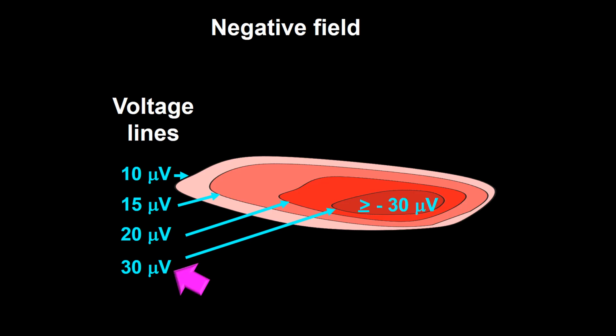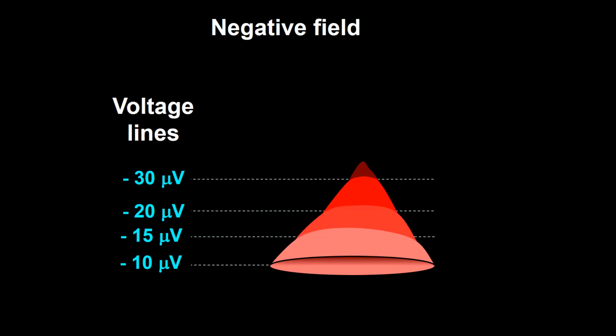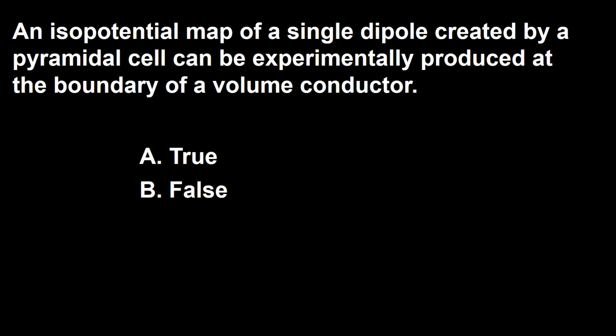For example, the 30 microvolt line indicates that all voltage inside that line is at least 30 microvolts. The 20 microvolt line indicates that all the voltage inside of it is 20 microvolts or more, and so on at the 15 and 10 microvolt lines. Isopotential maps can be expressed in 2 dimensions, as I have just done in this frame, or in 3 dimensions, as I have done in this frame. So the answer to this question is true.